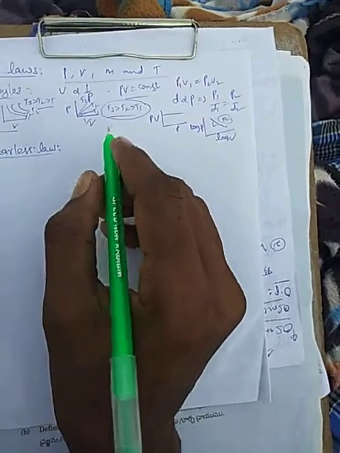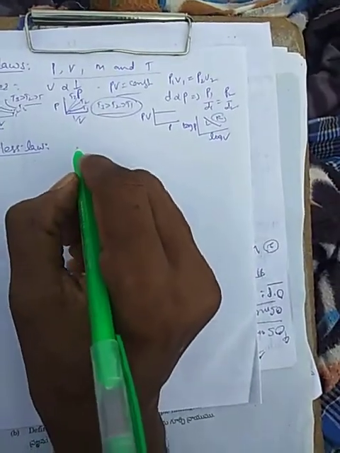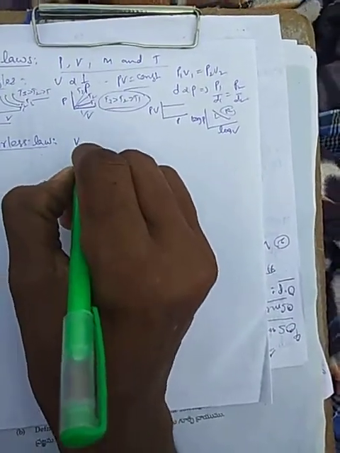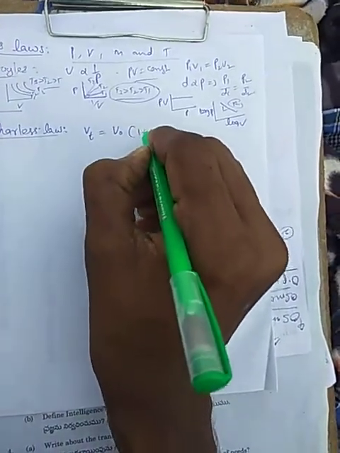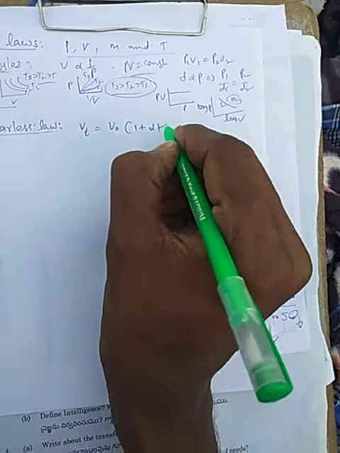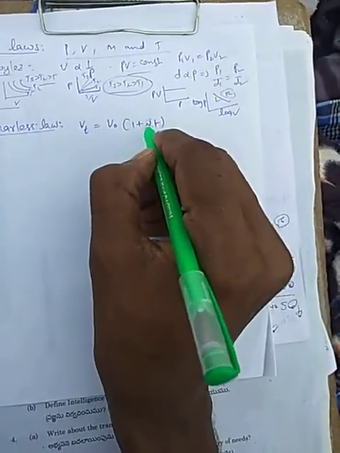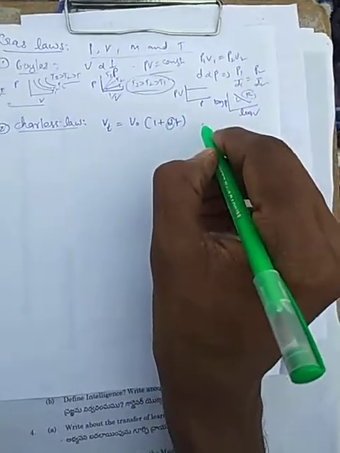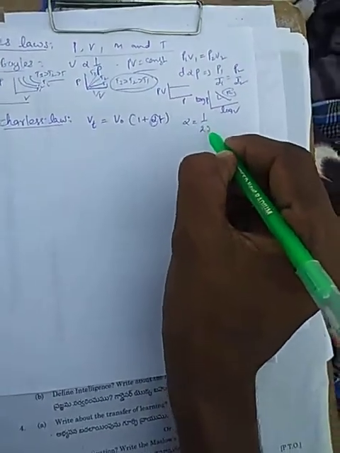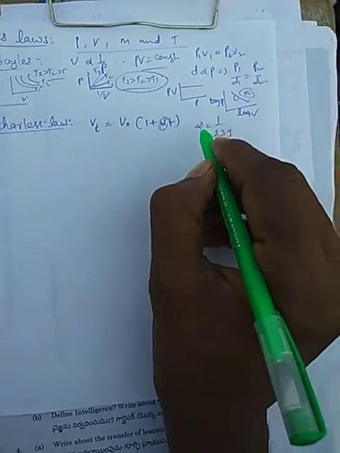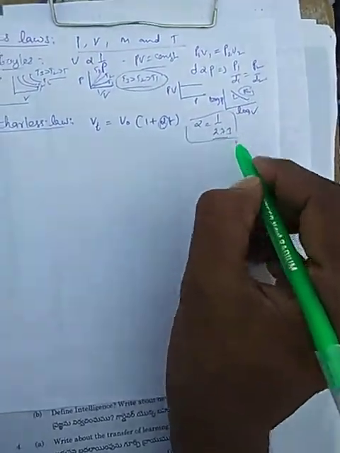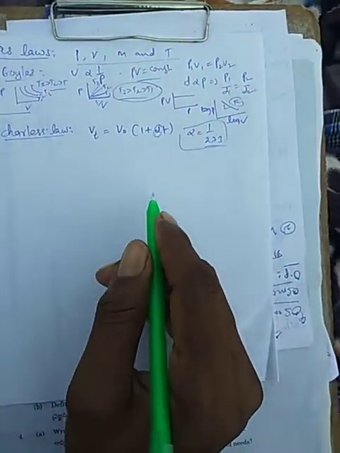Now we can write the mathematical expression: Vt is equal to V0 (1 plus alpha t), where alpha is equal to 1/273. This is the volume coefficient. Now this is the formula.